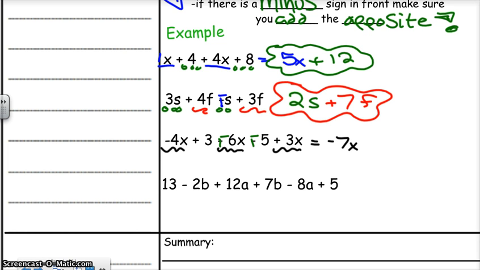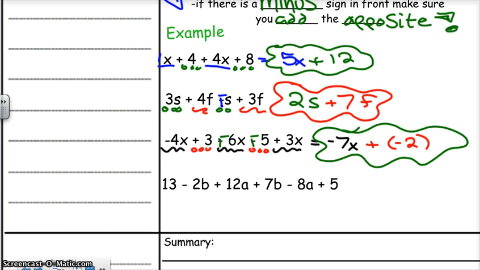Okay? Now I have positive 3 plus a negative 5. 3 plus negative 5 is what? Negative 2. And I am done. I have simplified my expression. That means I have combined as many like terms as I could.